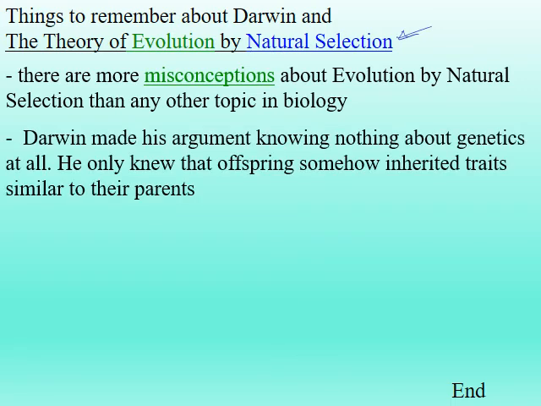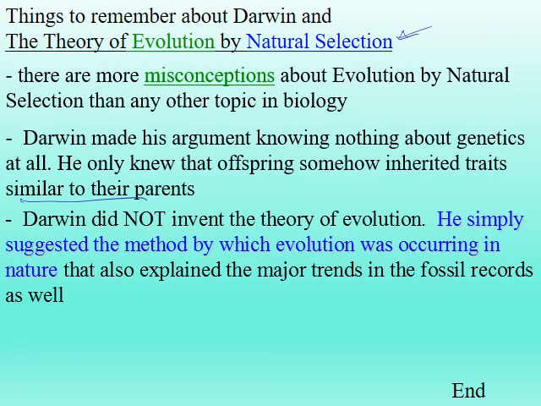Darwin made his argument about evolution by natural selection knowing nothing about genetics at all. He knew nothing about chromosomes, about mitosis, meiosis. Well, he knew about mitosis, but he didn't know exactly what that process was doing. He didn't know about DNA or how it allowed people to inherit traits. He only knew that offspring tended to have traits that were similar to the parents. That was one of the first postulates.